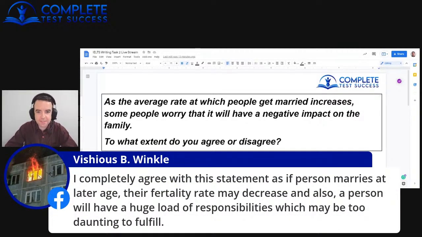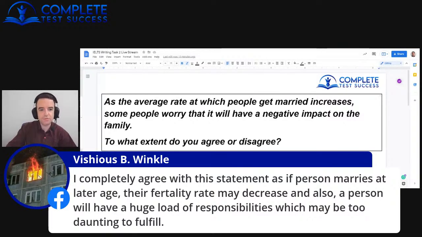Vicious, you've taken my advice on board, so that's good. "I completely agree with this statement, because if..." you'll have to say "because if"; "as" means "because" in some contexts, but not when used in this structure. "Because if a person marries at a later age," so you're making mistakes with articles as well, keep that in mind, you can work on those. "Their fertility rate may decrease, and also a person will have a huge load of responsibilities which may be too daunting to fulfill." That is too vague.